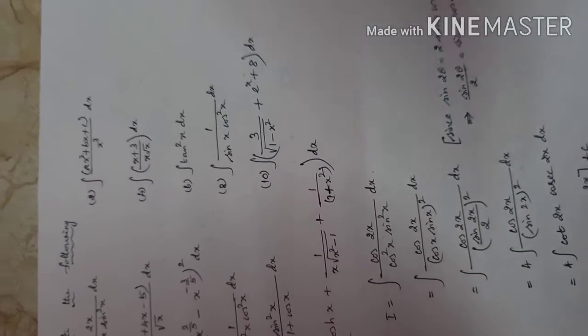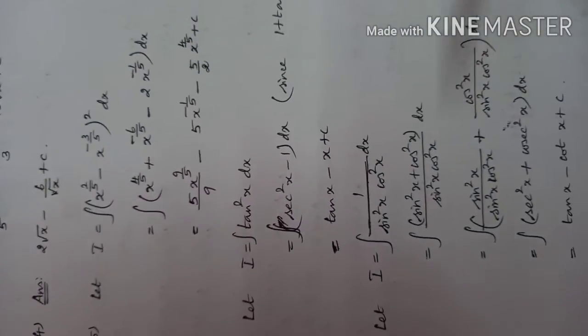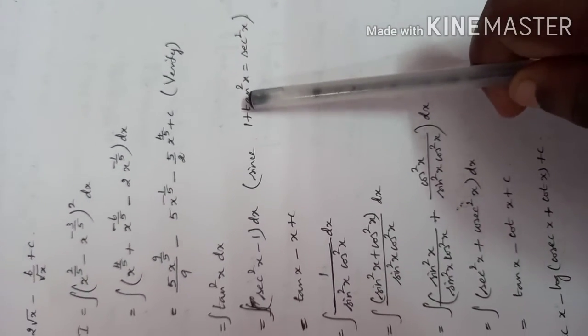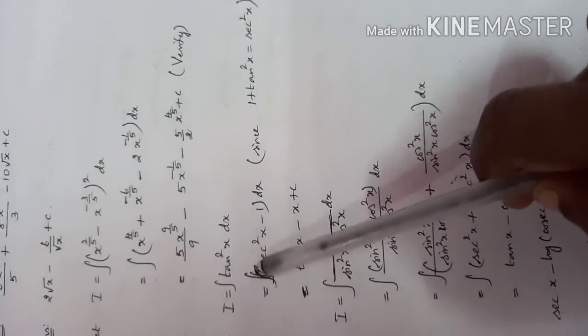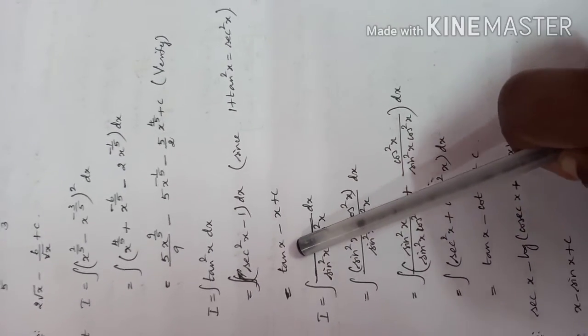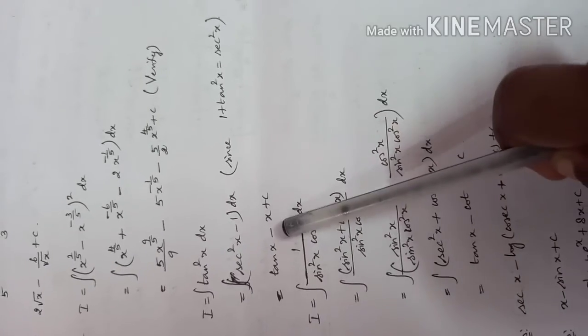I show the answer. See, we know 1 plus tan square x equals secant squared x. Hence tan square x equals secant squared x minus 1. We know integration of secant squared x is tan x. Integration of dx is x, okay, which completes the problem.